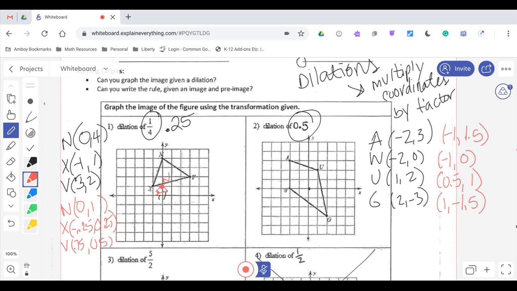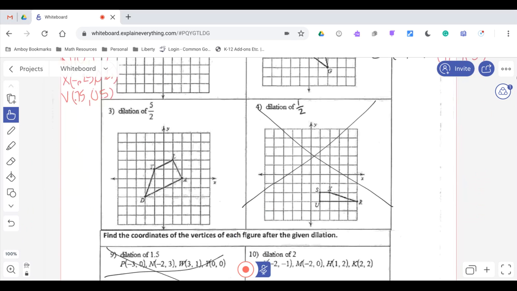So again, I'm getting smaller. All of my shapes are getting smaller so far. So -1, 1.5, -1, 0, over a half and up 1, and then over 1, down 1.5. There's my new shape. Okay. Now, when we dilate a shape like we're doing, we get similar shapes.